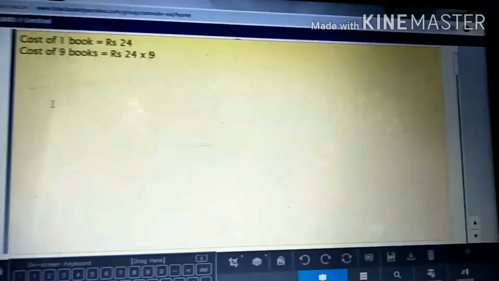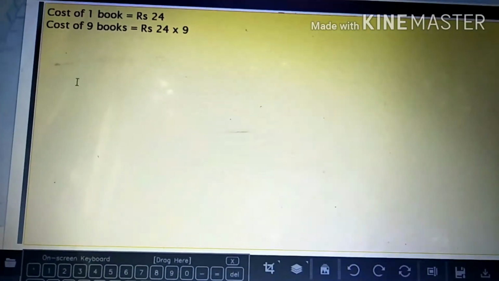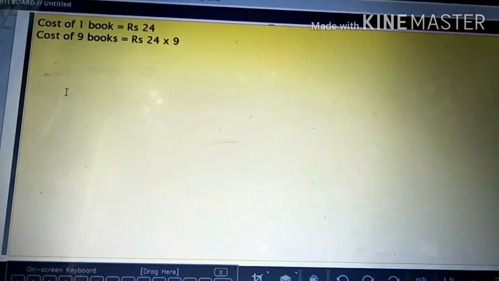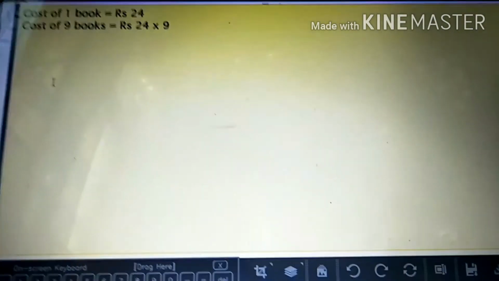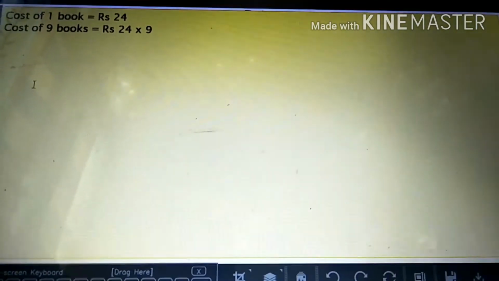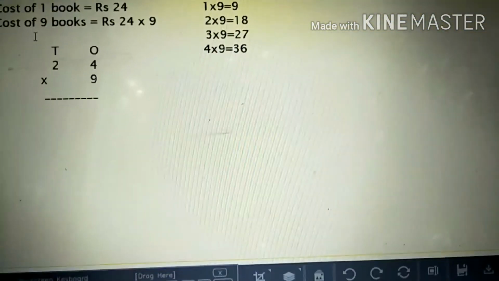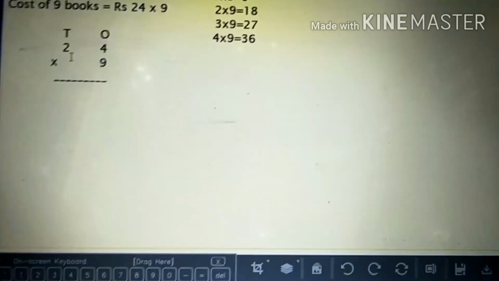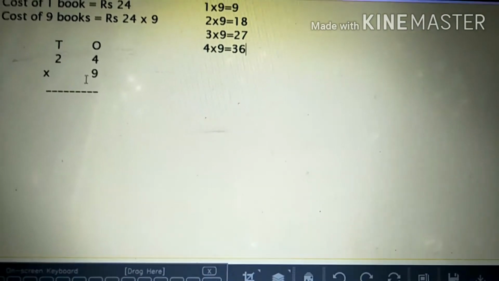Children, let us see the relation between multiplication and division. Given the cost of one book is equal to rupees 24. Therefore, the cost of 9 books is equal to rupees 24 multiplied by 9. We arrange the numbers according to the place value. So, 24 multiplied by 9.